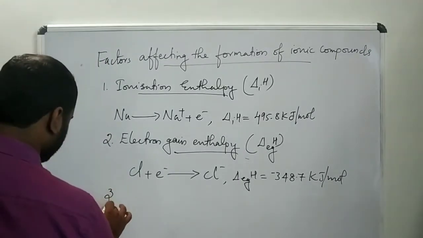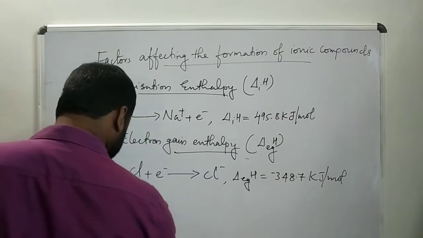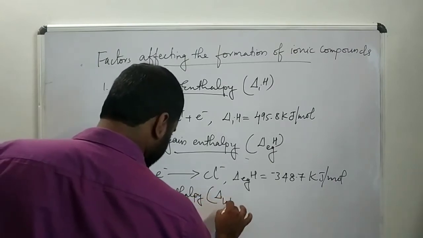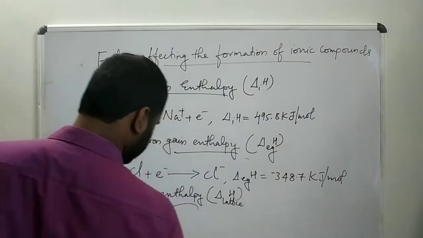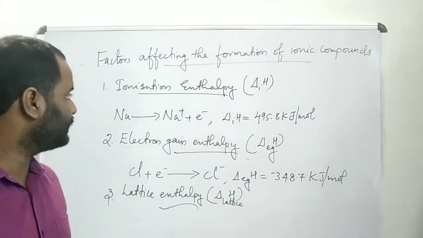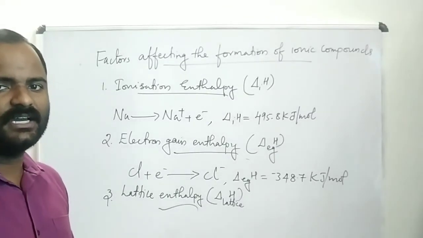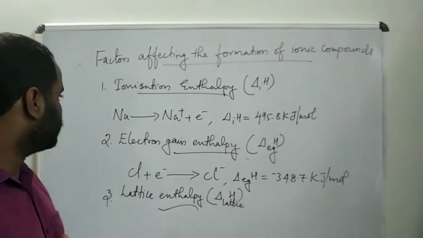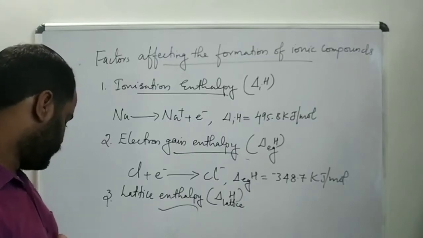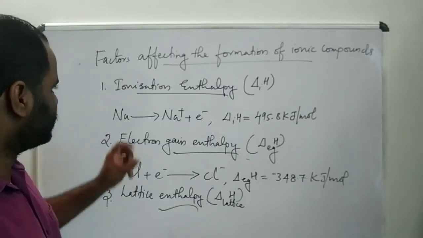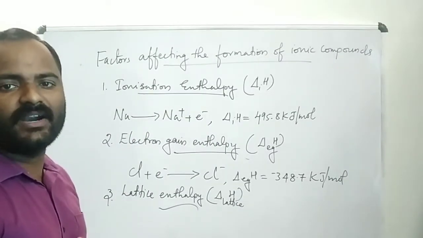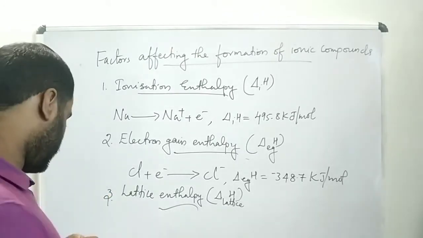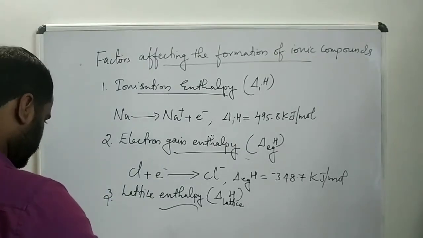And the third point is lattice enthalpy. Lattice enthalpy is denoted by delta lattice H. Lattice enthalpy is nothing but the amount of energy liberated when 1 gram mole of crystal is formed from its gaseous ions. We can see the example of that.